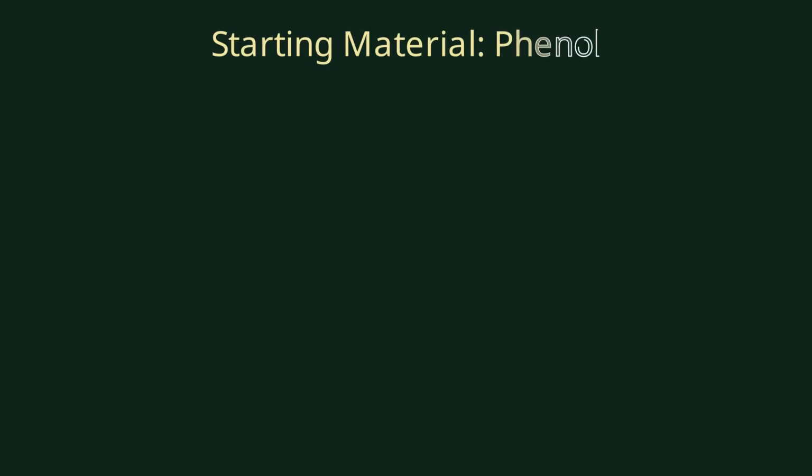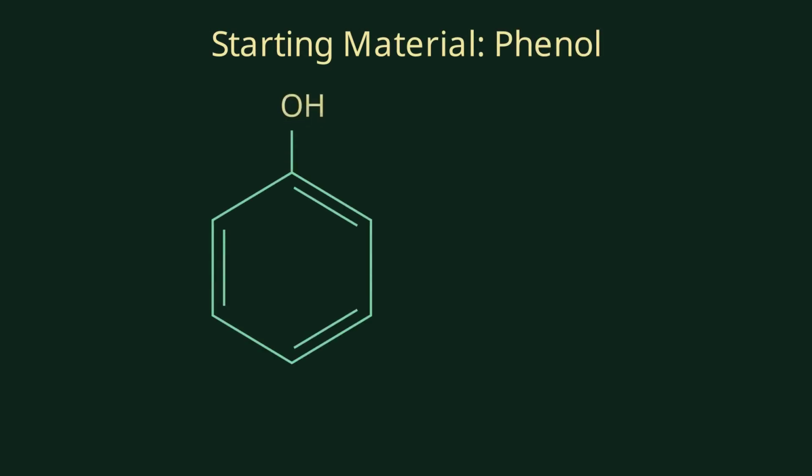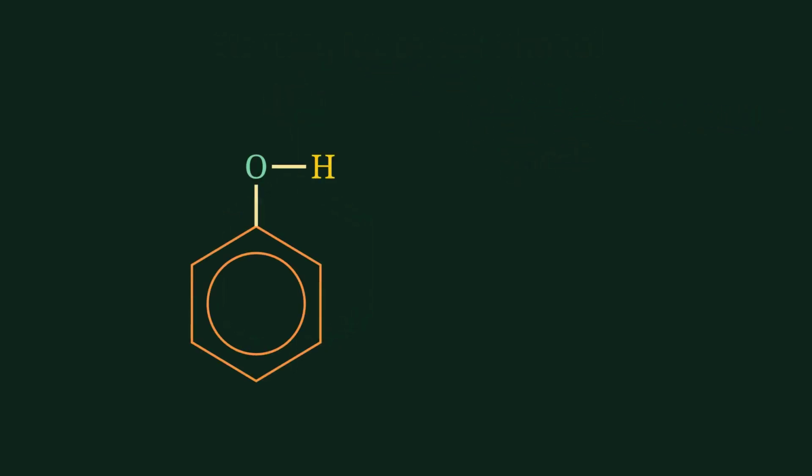To understand how this works, let's look at our starting material, phenol. At first glance, phenol looks like a standard benzene ring with an OH group attached. But notice that oxygen atom. It's hoarding electrons, and it's not very happy about sharing them with a weak molecule like carbon dioxide. If we want a reaction to happen, we need to make this ring much more hungry for a bond.